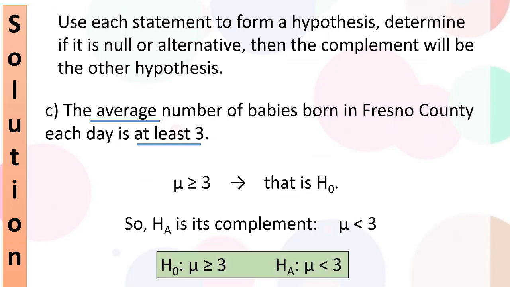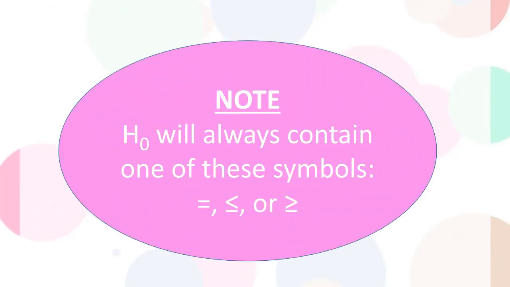So we have a little note here. H naught will always contain one of these symbols, either an equal sign, a less than or equal to sign, or a greater than or equal to sign. That's one way you'll always know where H naught is, by looking for these symbols when you create your hypotheses. If it has any one of these 3 symbols, then it's going to be the null hypothesis H naught. When we're performing these hypothesis tests, we get a claim from a manufacturer or an ad agency, and we go to test that claim, and we make our decision.